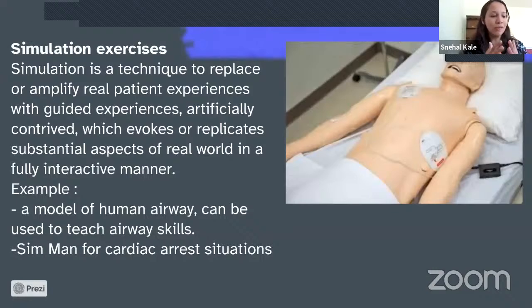These are all very standardized scenarios that have been built, and the SimMan especially is known to give you active feedback at that very point. So it's a very helpful tool to learn and even for your assessment of competency.